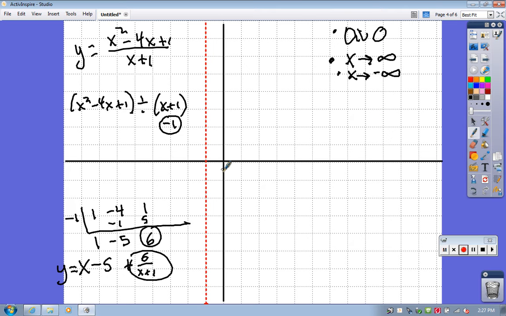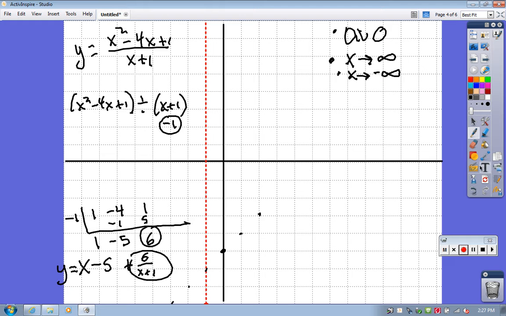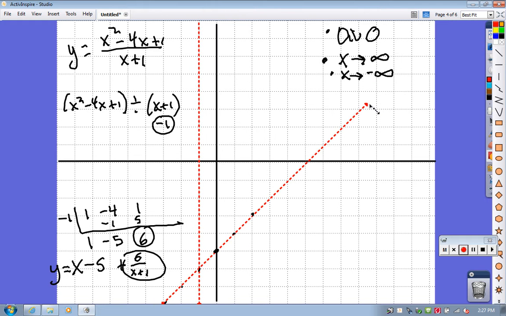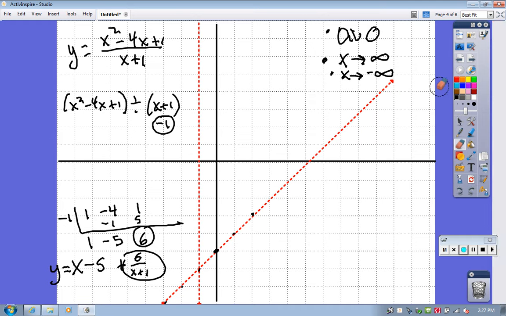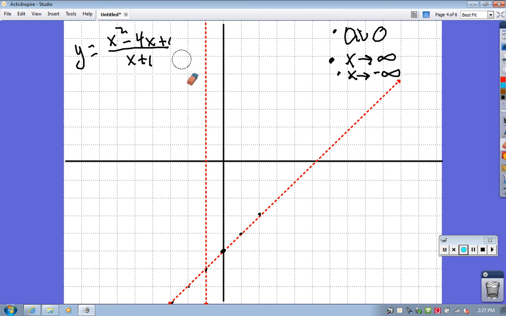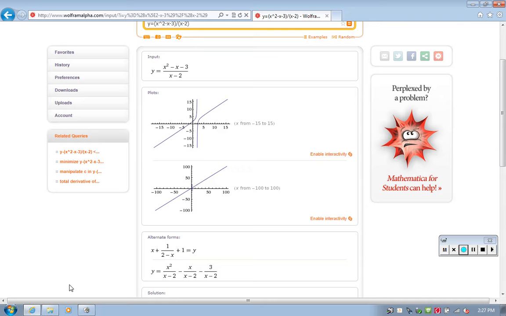So that means it has a y-intercept of negative 5, 1, 2, 3, 4, 5, and it has a slope of 1. So like over 1, up 1, over 1, up 1. Like that. So I know that my slant asymptote looks a little something like this. Boom. So then I'm going to have the question of where does the graph fall out? In other words, is it going to be in here and in here, or is it going to be in here and in there? And grab my graphing calculator, graph it.